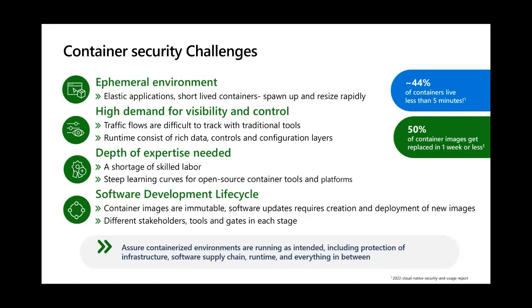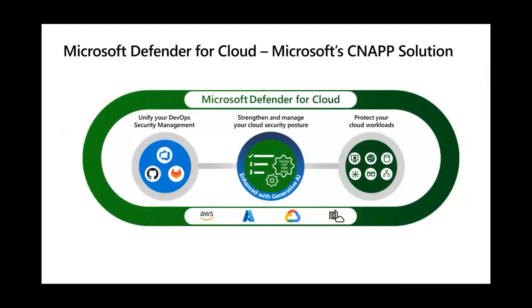So with that in mind, this is where Defender for Cloud comes in. Defender for Cloud is Microsoft's CNAPP solution, Cloud Native Application Protection Platform, which provides end-to-end container security across all big clouds and your on-premise environment. So we protect not only Azure, but also AWS and GCP.